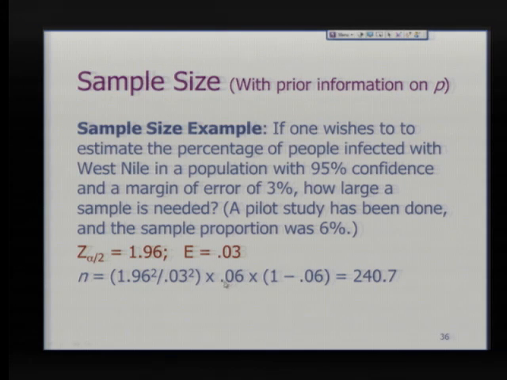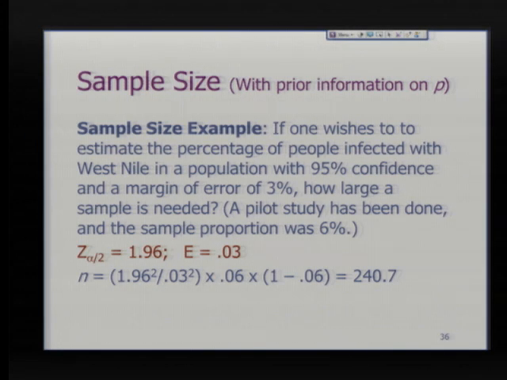Instead of using 0.25, you plug in p hat for the proportion, right? Then you get a sample size of 240.7. Wow, you see, both ask for a margin of error of 3%. But with the prior knowledge, I can reduce my sample size from 1,000 to 200 something. Okay, so knowing some information will help.